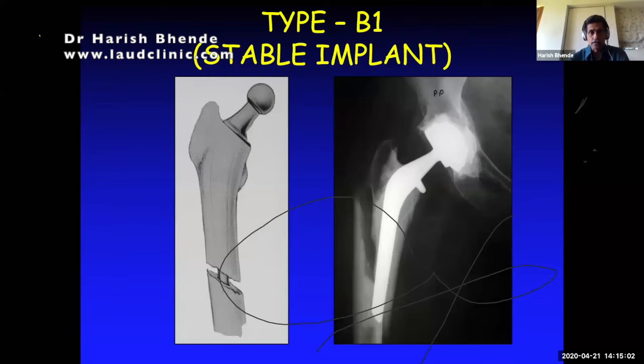Now type B1 is actually a stable injury, where you can see in the picture there is a cemented stem which has a fracture going through the stem, but the proximal part of the stem has a beautiful cement mantle. There is no radiolucency between the cement and the bone, or the implant and the cement. And when that happens, you may just have to fix the bone properly. The only thing is you have to be sure that this cement is not coming in the way.